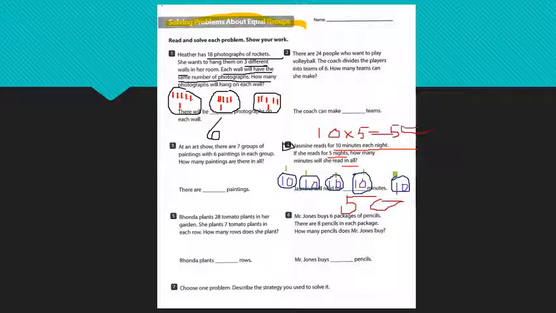Ooh. All right, so you're going to go ahead and complete numbers 2, 3, 5, and 6 on your own. And then on number 7, choose one problem and describe the strategy you used to solve it. So you can say, I drew equal groups, I skip counted, I used multiplication, I used division. Whatever strategy you used, I want you to write about it for number 7.